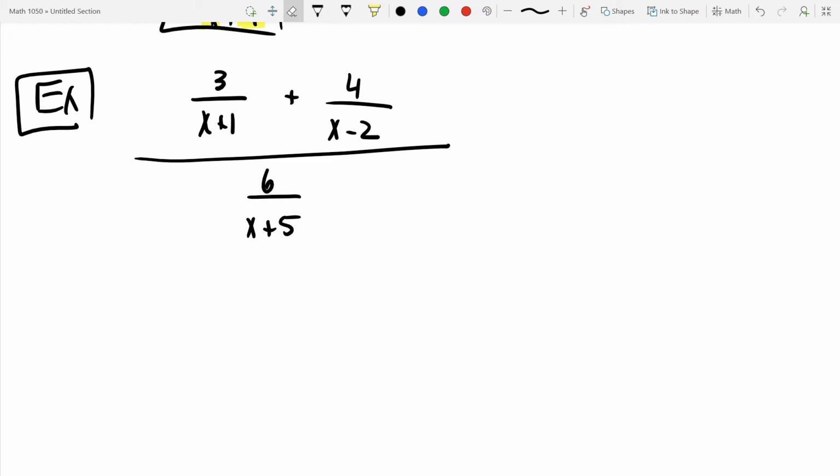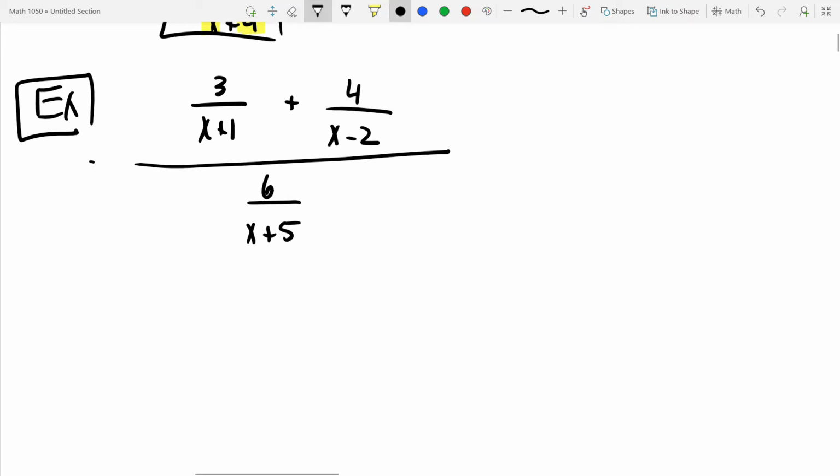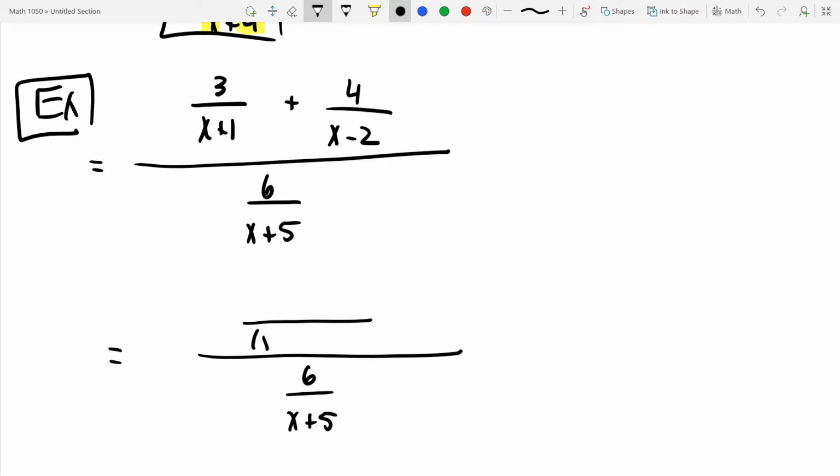So what I would do is I would keep that main division bar very long. The bottom is still 6 over x plus 5. Common denominator on the top, draw that line shorter than the other one. So that would be x plus 1 times x minus 2. Just pull these guys together. So now we're remembering what it was to add fractions. So this guy has the x plus 1. He's missing the x minus 2. Put the x minus 2 right there.